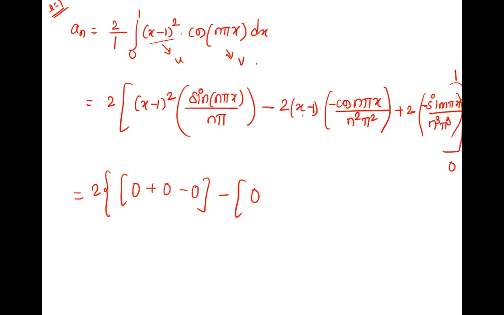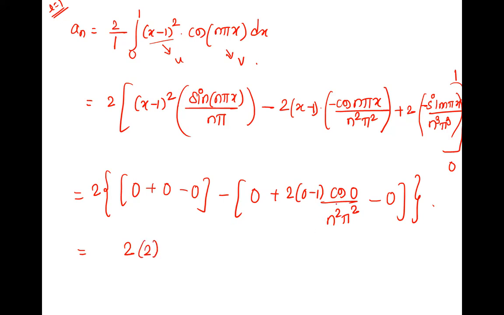What remains is minus and minus plus 2 into 0 minus 1 into cos 0 upon n square pi square. Sine 0 is 0, so it is minus 2 and 1 minus, so it is plus 2. So 2 into 2, the rest is all 0. So 2 into 2 into cos 0, which is 1, upon n square pi square. So you got your an: an is 4 upon n square pi square.